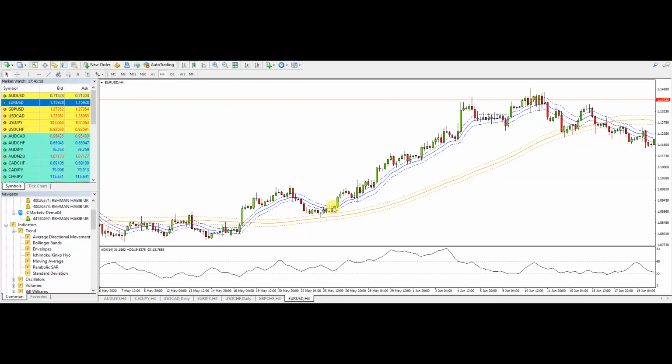Now, let's see over here. We took a trade. We had the first confirmation, we had a second confirmation, and now our ADX was up as well. And we take a trade over here, and it went a little bit up, but then ADX lost control.